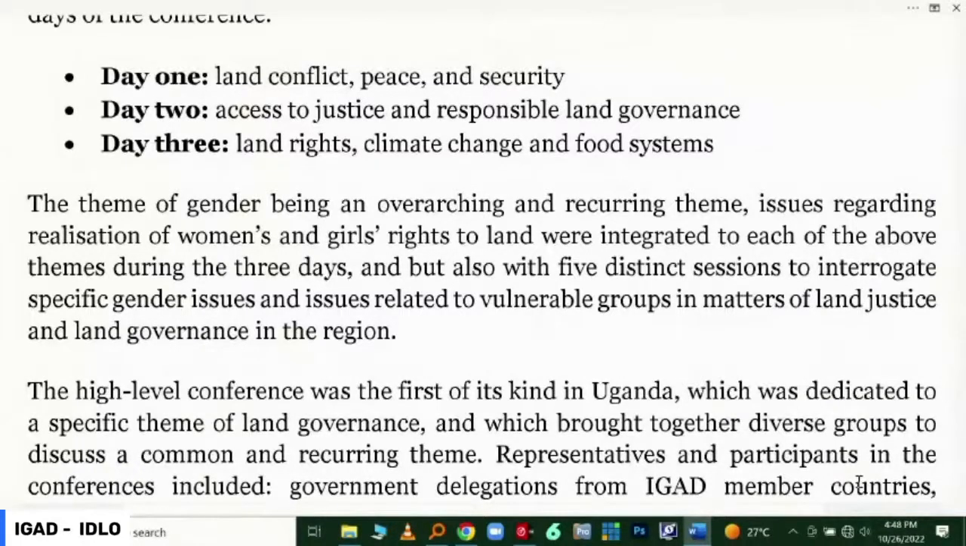The theme of gender, being an arching and recurring theme, was mainstreamed within the three main themes. And just to mention, in the three days, we have five distinct sessions to interrogate various gender-specific issues related to vulnerability in matters of land justice and land governance as they obtain in the region, and the issues being considered within the region.